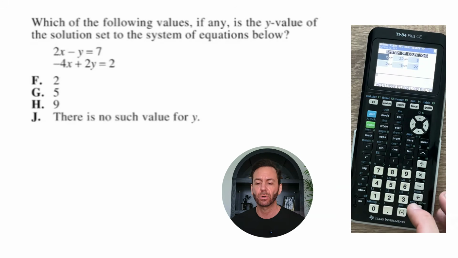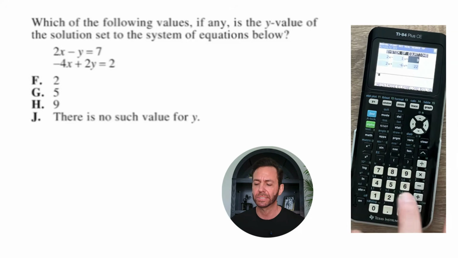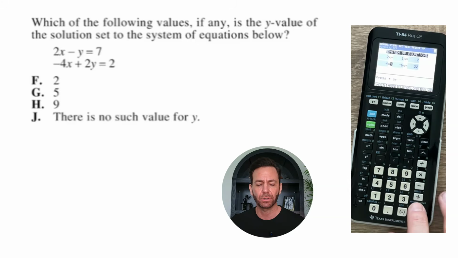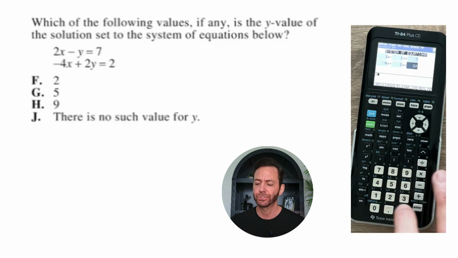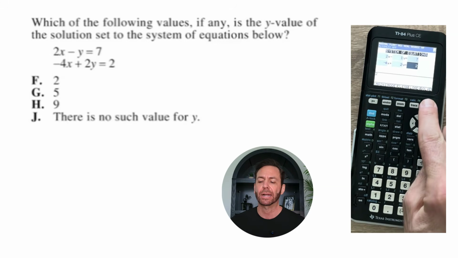And then I just enter the coefficients in front of each variable. So it's 2x. So I hit 2 and then I type and hit enter and then minus 1y equals 7. And then I just do the same for the second equation, -4, enter through plus and do 2y and 2, enter. And then I just hit this solve tab right here, which is the graph button.